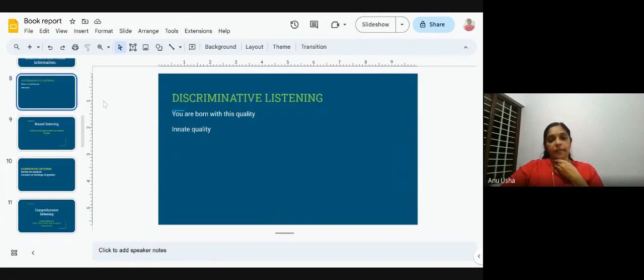Then there is a second type, which is discriminative listening, which is a quality we are born with. It is our innate quality. We have this discriminative listening in us even before we start to understand words. We analyze the tone of the voice, the verbal cues, changes in the sound, etc. You can see that babies understand it easily. If you approach a baby with a happy face, the baby will smile back at us. If you approach with an angry face, the baby will show sadness in its face.